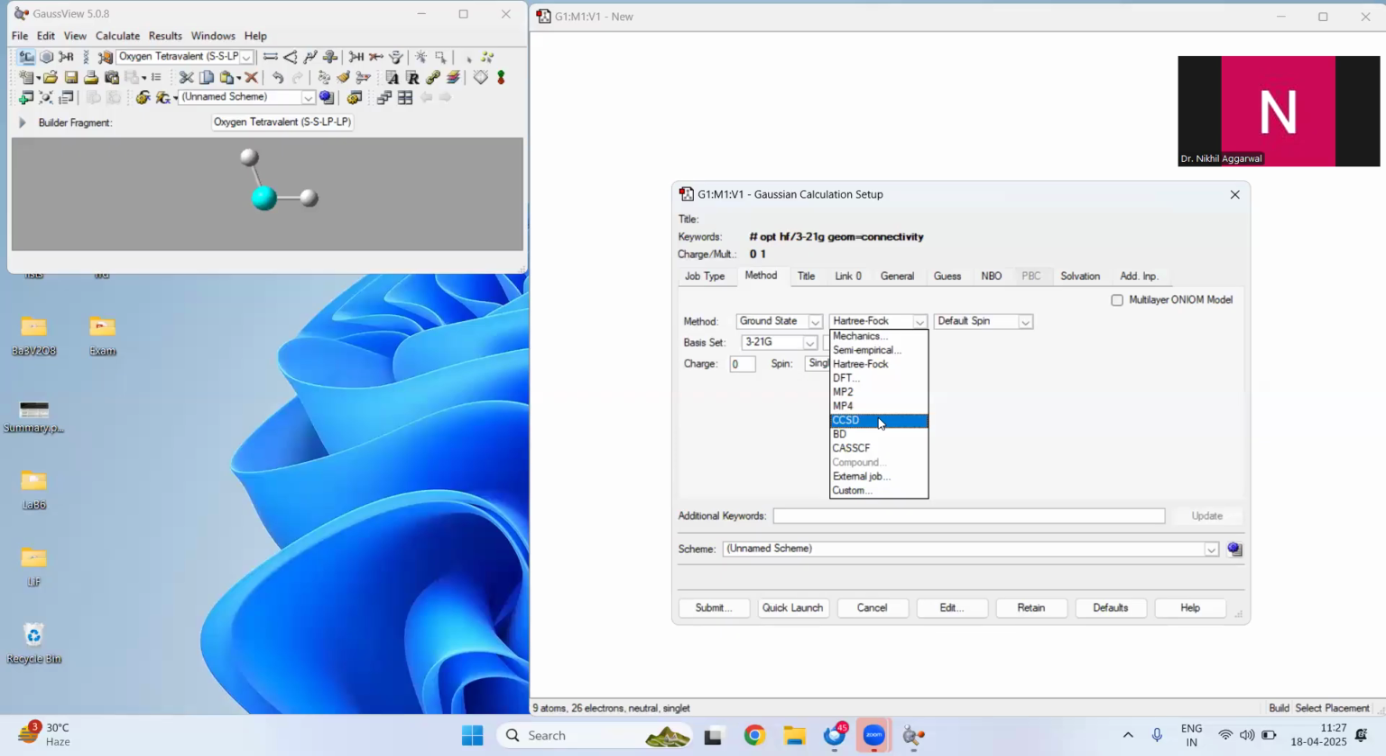Now listen to me. The CCSD model you need to apply when the molecule on which you are working comprises less than or equal to 8 atoms. I repeat the condition. If a molecule consists of less than or equal to 8 atoms, only then can you employ the CCSD model. If you apply the CCSD model for a bigger molecule, the calculation will terminate in between without any result.